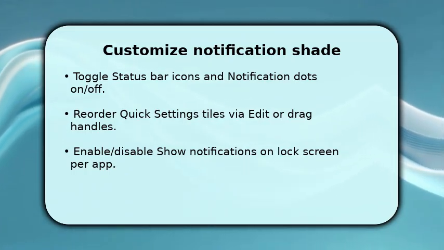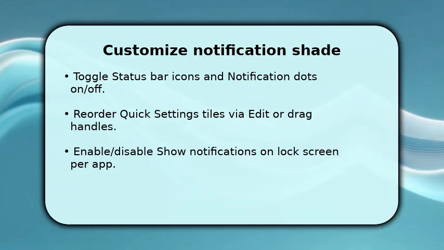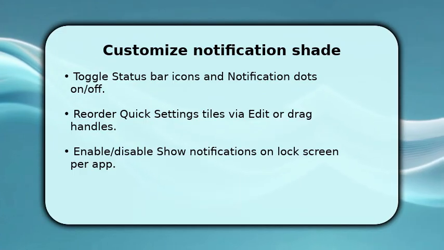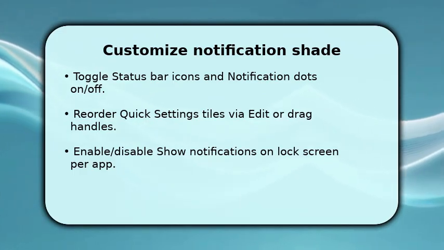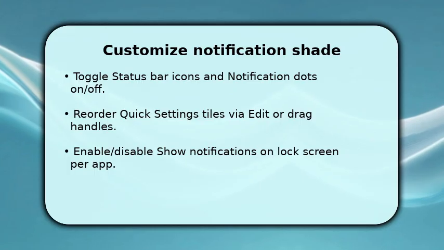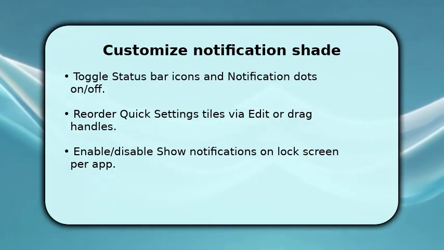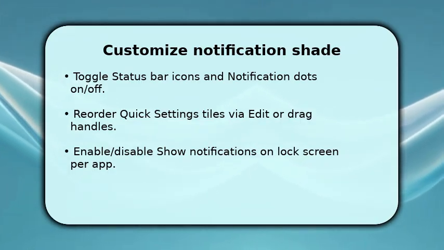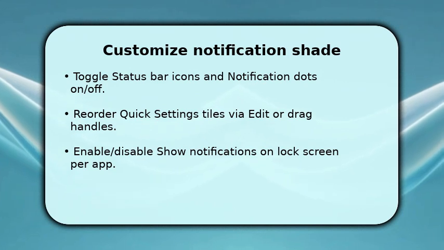Next, tap Edit or press the pencil icon to reorder quick settings tiles. Drag tiles to place frequently used controls up top for faster access. Make sure to check app-level notification permissions so you don't silence important alerts. Once done, the shade will reflect your prioritized items immediately.